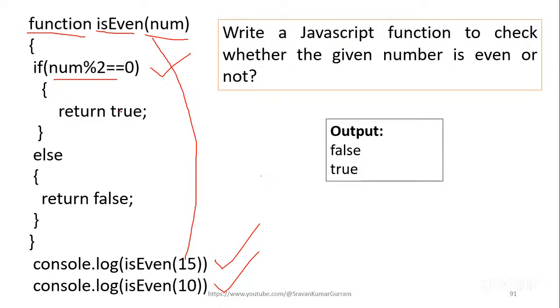So in this case, if it is true, it returns true. If it is true, meaning the remainder is equal to 0, it returns true. True means the given number is even. Else, so in the 15 case, that is the else part, because the condition becomes false.